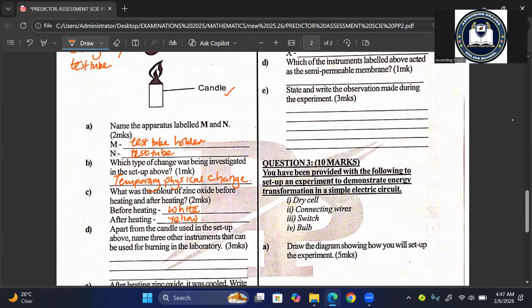Apart from the candle in the setup above, name 3 other instruments that can be used for burning in the laboratory. Short sources of heat in the laboratory. We have Bunsen burner. We have spirit lamp. We have blow lamp. We can also use the electric heater.